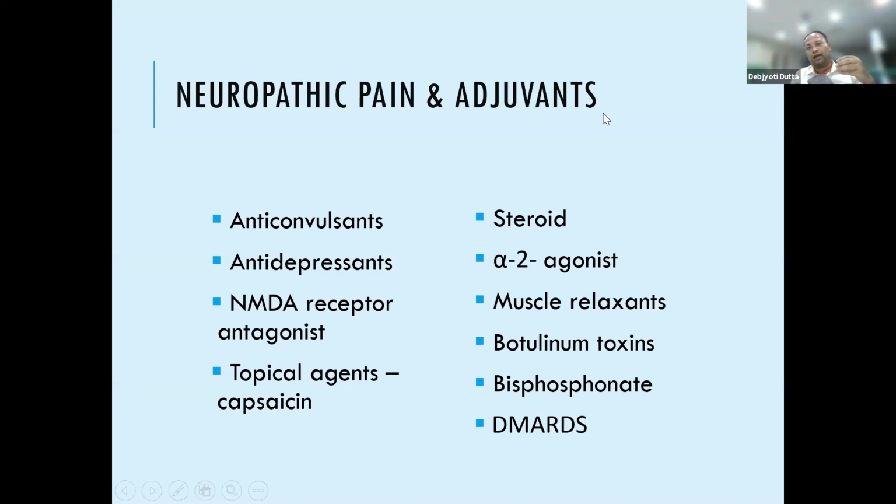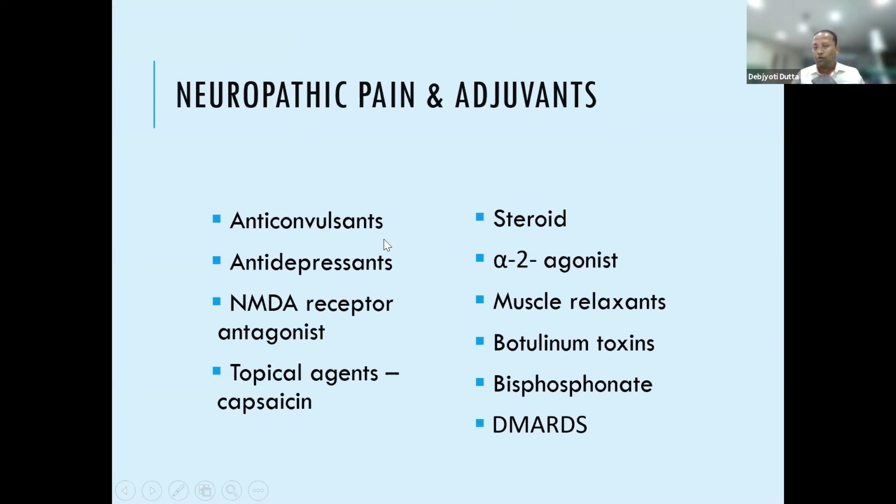Earlier, our nerve was used for transmitting pain. In neuropathic pain, the nerve is producing pain. Okay, so this is the neuropathic pain. So in neuropathic pain, we will treat mainly the modulation part. We can target transmission also, and modulation part, mainly modulation. So anticonvulsants, these have the effect of modulation.